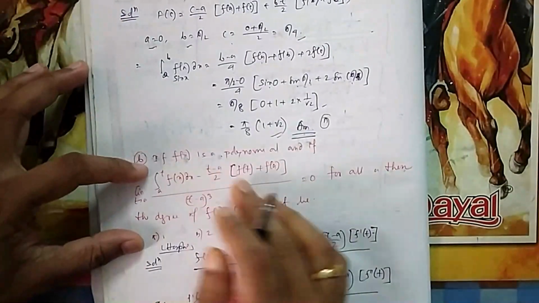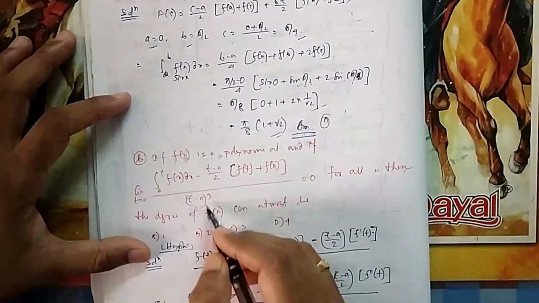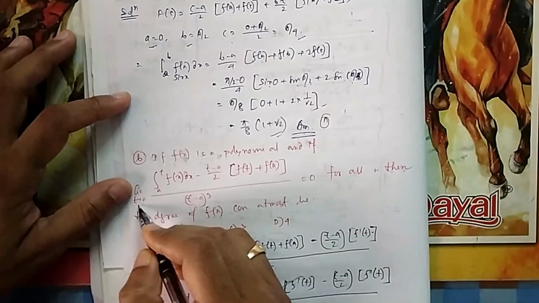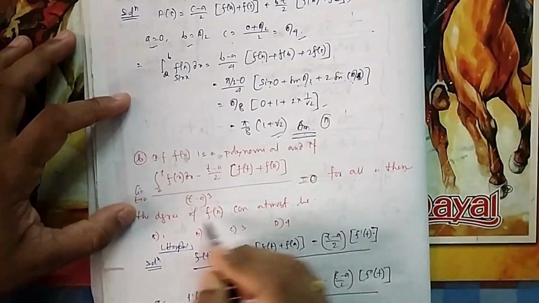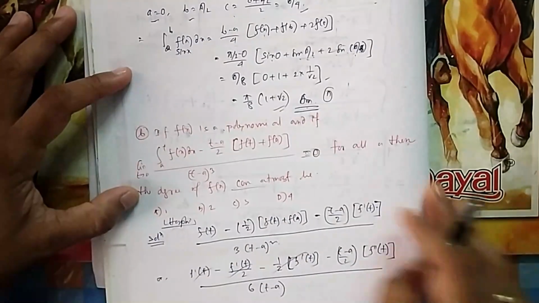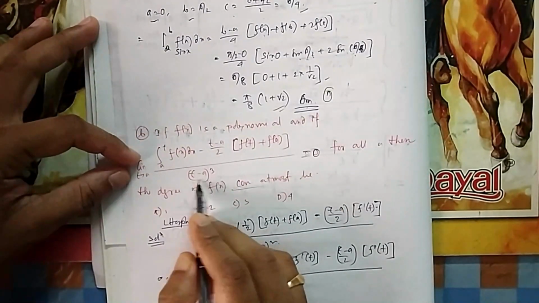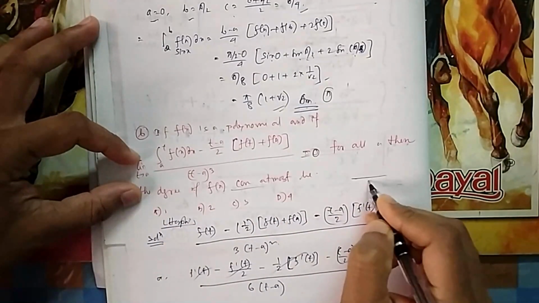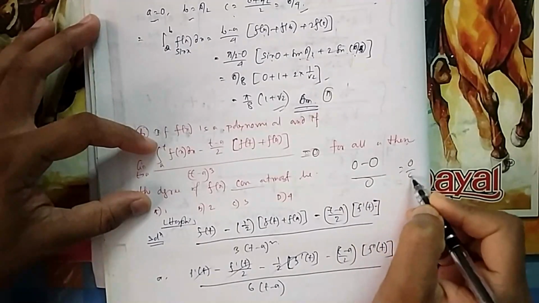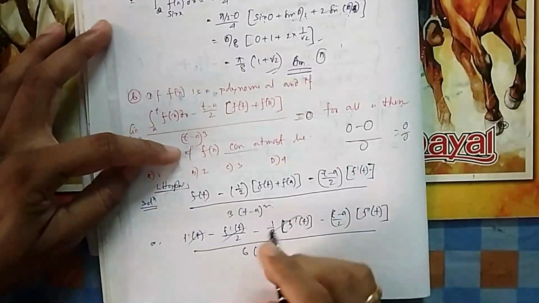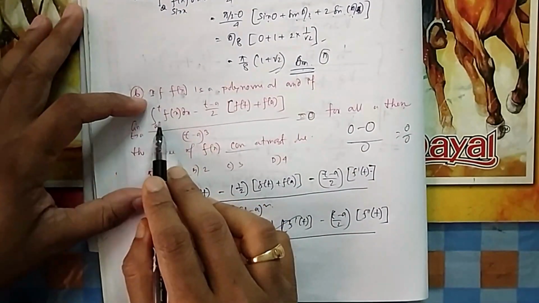Next, they have given that f(x) is a polynomial, with this expression divided by (t minus a) whole cube, limit t tends to a, for all a. This limit answer they have given, then the degree of f(x) is at most what? Now in this limit, if you put t equal to a, the numerator is 0 and the denominator is 0. So it is a 0 by 0 form, and you can apply L'Hopital's rule. You differentiate this, and you can differentiate the integral using Leibniz rule.